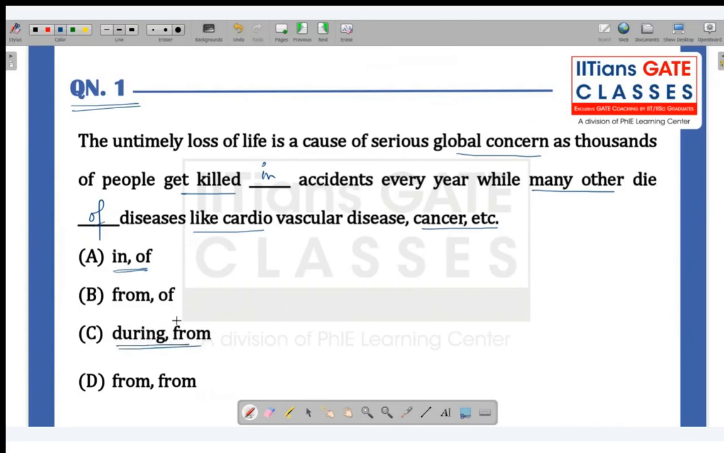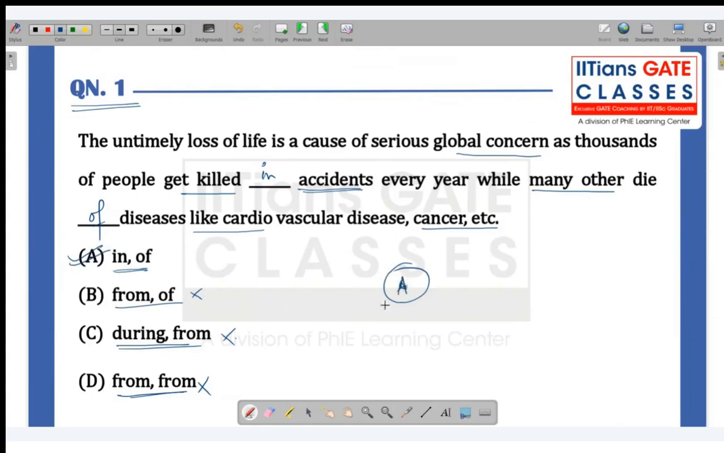During will not be used here. Basically, people get killed in accident, not during accident. And 'from accident' is also wrong, straight away. You are getting hurt from a car or from a truck or anything, but accident is not the object here. So you should not use 'from' or 'during' and 'from', these kinds of words. So option A is going to be the correct answer. Please choose option A.